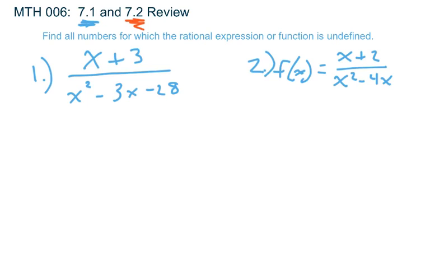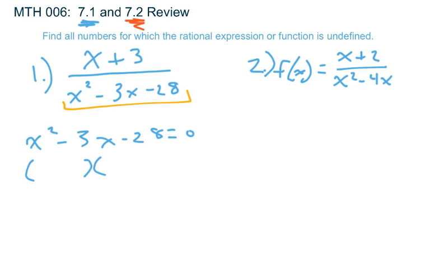So the first example is find all the numbers for which the rational expression or function is undefined. We want to remember that undefined means the denominator cannot be equal to 0. So what we want to do is take the denominator and let it be equal to 0. So x squared minus 3x minus 28 equals 0. To find which values would make that 0, we need to solve this, or we want to factor it. So we want to start by factoring the left-hand side of this.